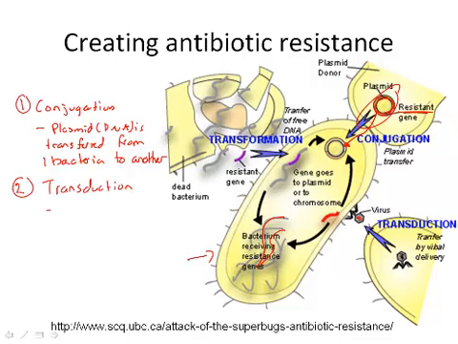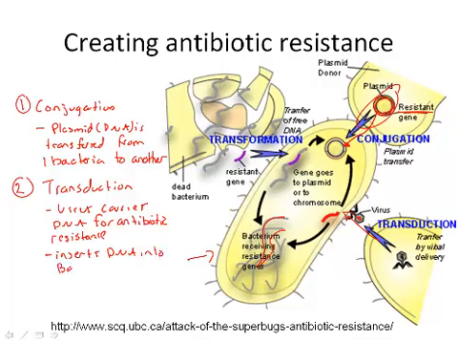The second one is called transduction. And what transduction is, it's where a virus carries DNA for antibiotic resistance and brings it to the new bacterium and inserts it. So it inserts the DNA into the bacteria. And again, now it can start synthesizing the genes for that antibiotic resistance. And the third one is called transformation, and that's where a bacteria dies, breaks apart, and then it has the resistance gene that gets taken in by the other cell.